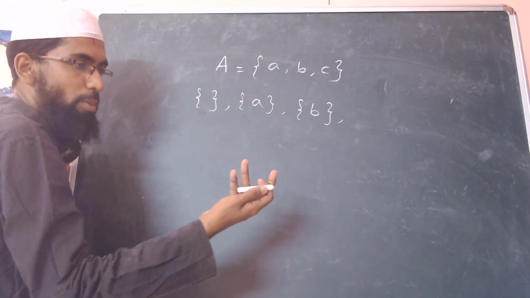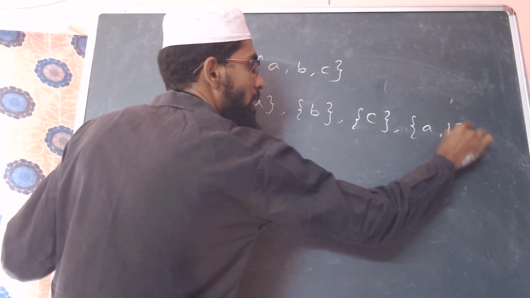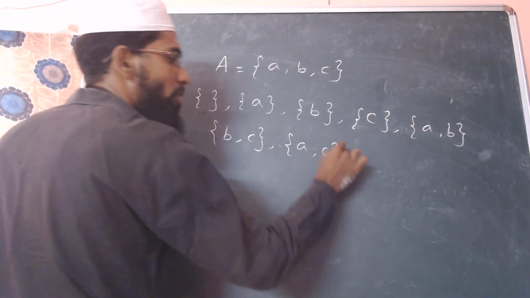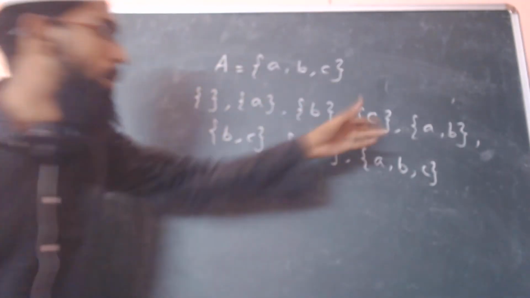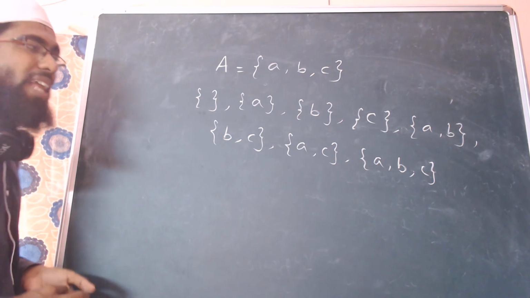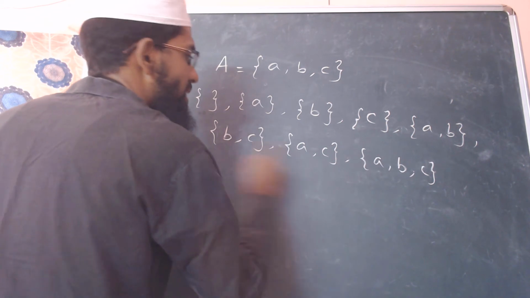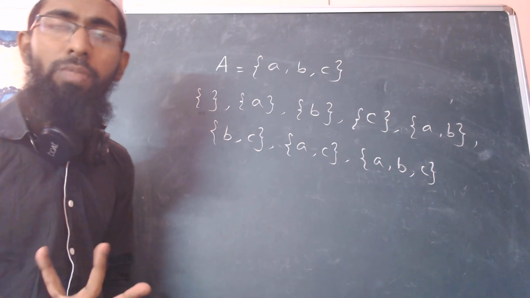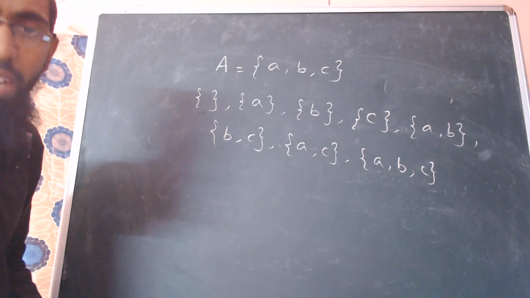a alone is one of the possible subsets. b alone, c alone, a and b, then b and c, a and c, and all together a, b, c. All these are possible subsets of this particular set A. Now how many possible subsets are there? 1, 2, 3, 4, 5, 6, 7, 8. Now is it possible without listing like this? Can we tell directly, if I give a set, how many possible subsets there are for that set? Yes, we can do it. We have a formula for it.